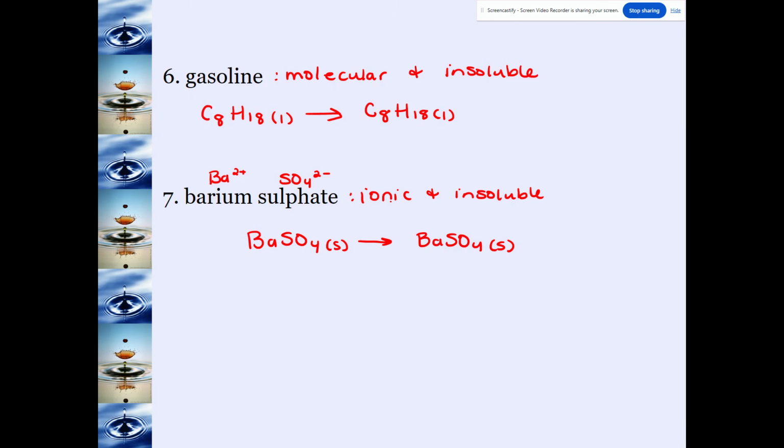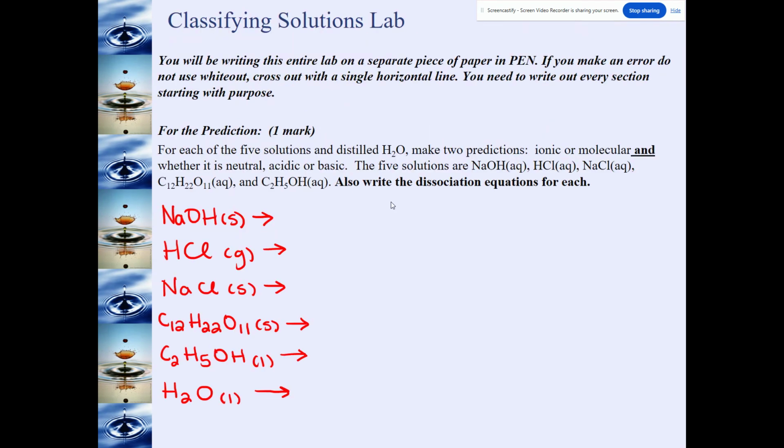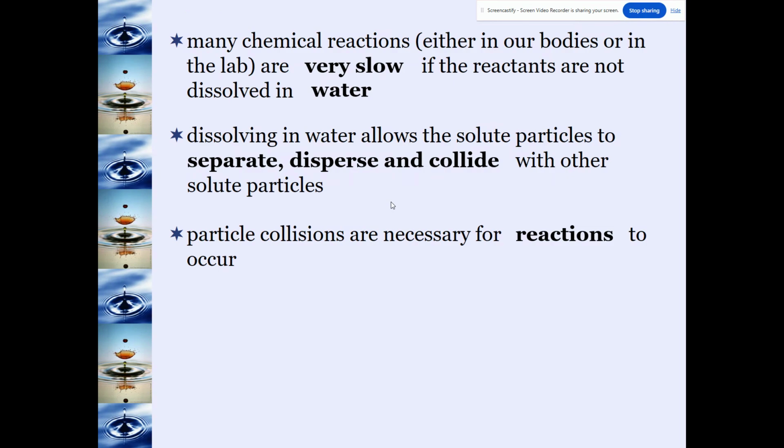Now, I think there's another slide just to explain again why it is that we are focusing on a solution or looking at a compound in water. And it's because chemical reactions, especially ions, if they're not free to move, the reaction will be very slow. So water acts as a solvent for those ions to separate, disperse, and collide, especially if they're ionic, so that the particle collisions can happen at a more quick rate, allowing the reaction to occur.